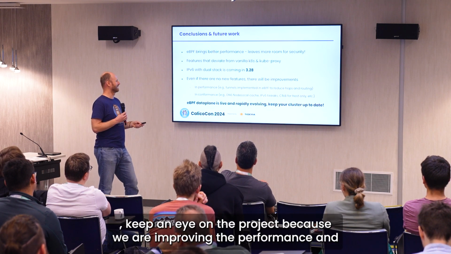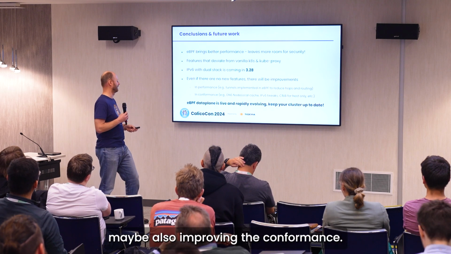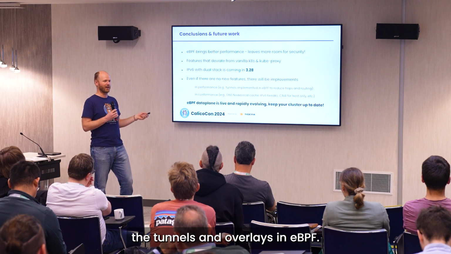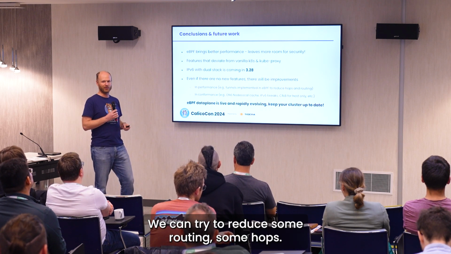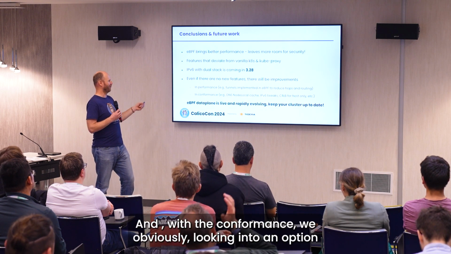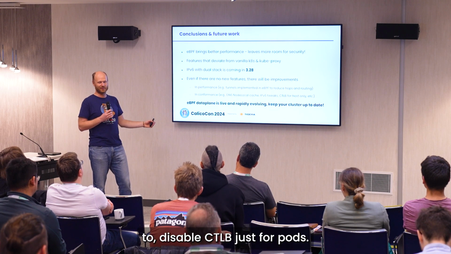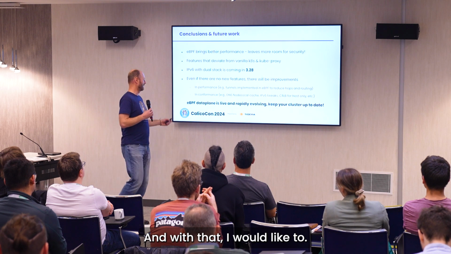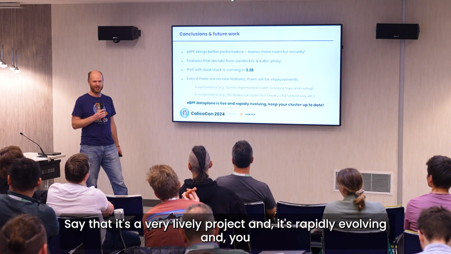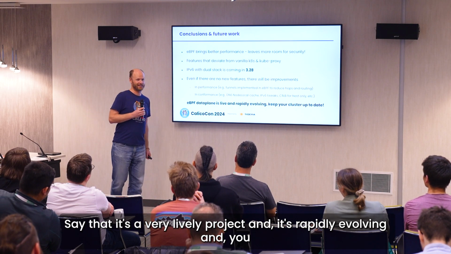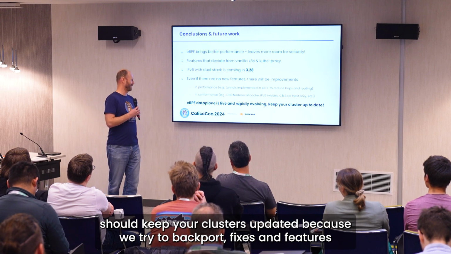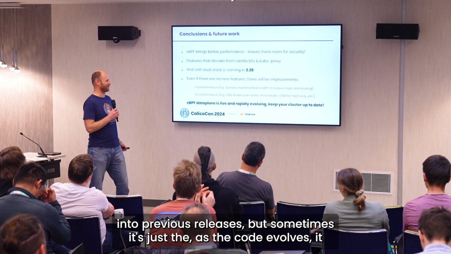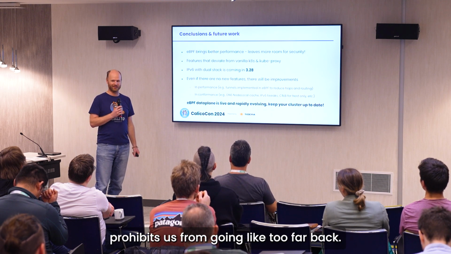it's good to keep an eye on the project, because we are improving the performance and we are also improving the conformance. There are many ways we can still improve performance, like implementing the tunnels and overlays in eBPF, or trying to reduce some routing hops. With conformance, we are looking into an option to disable CTLB just for pods, so it would improve cooperation with mesh. It's a very lively project, rapidly evolving, and you should keep your clusters updated, because we try to backport fixes and features into previous releases, but sometimes as the code evolves, it prohibits us from going too far back.